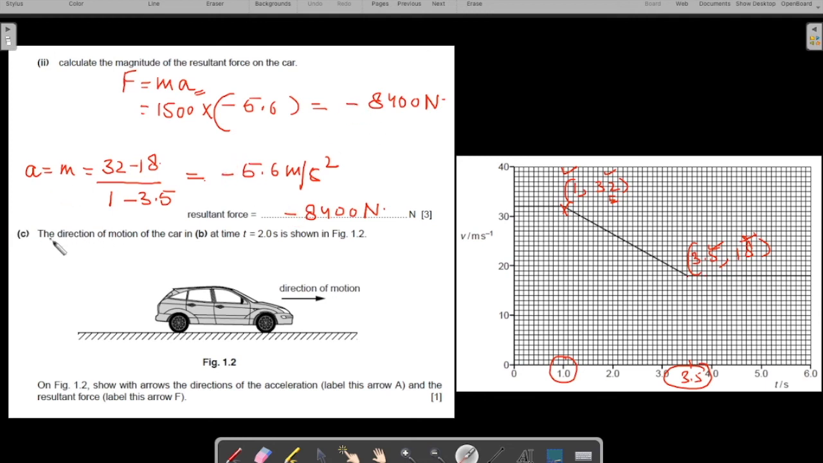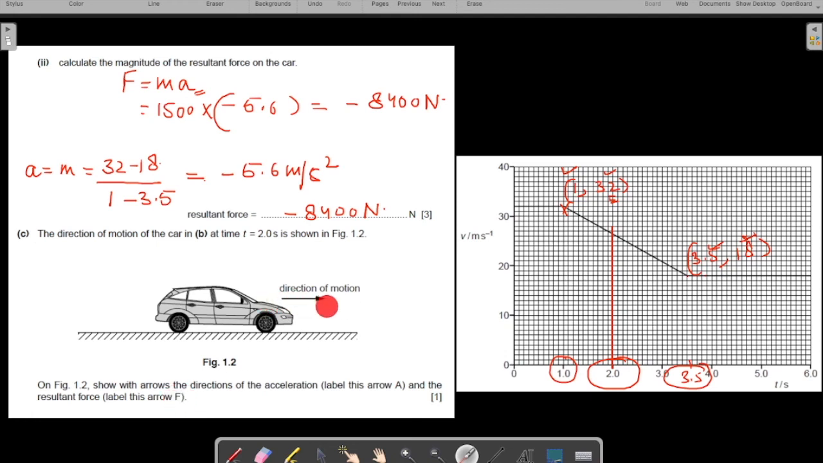So the part C, the direction of the motion of the car in the question B at time t is equal to 2 is shown in this figure. So which time are they talking about? They are talking about this time. So what was happening at this particular time? Deceleration was happening at this particular time. So on this figure, show with the arrow the direction of the acceleration, label this arrow A, and the resultant force, label this arrow as F.